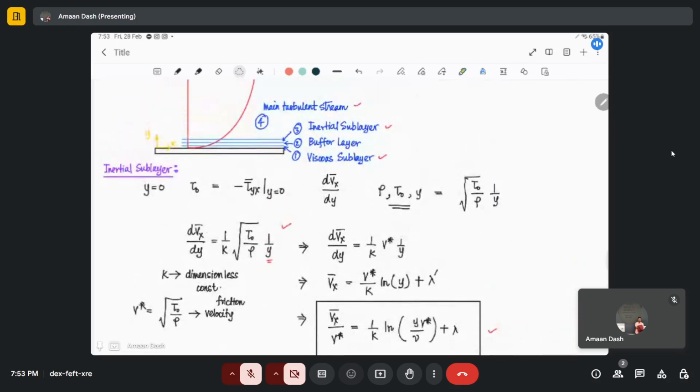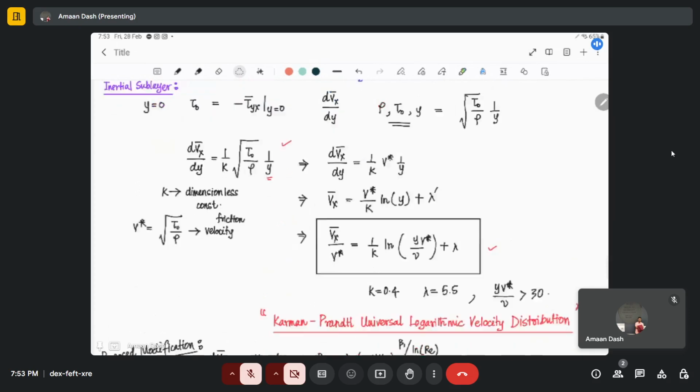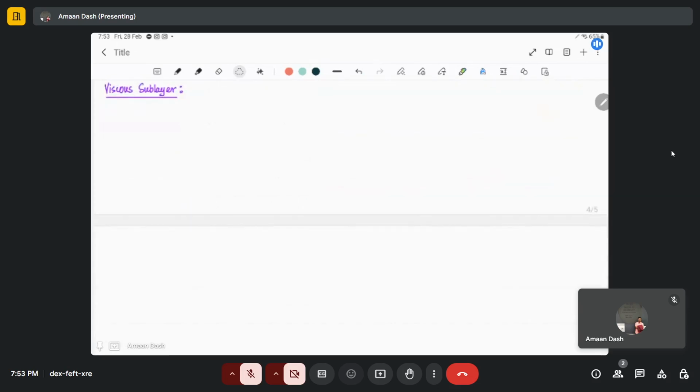So for the viscous sublayer part, since the viscous sublayer is very close to the actual surface, we can write a Taylor series expansion for the velocity distribution. So for the velocity part, let us write a Taylor series expansion.